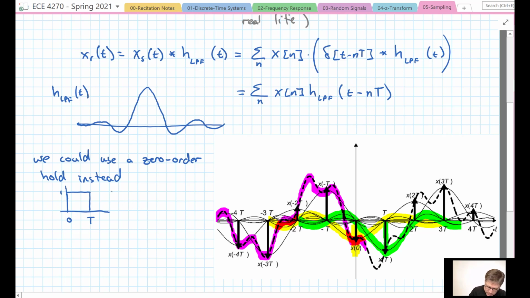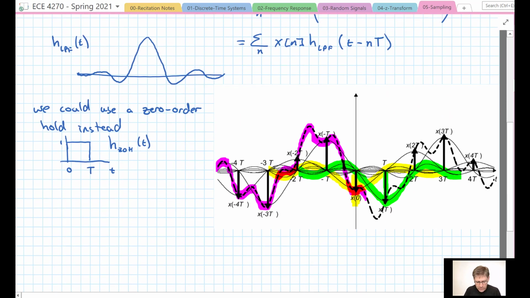And in fact, we'll distinguish it from our other H's by calling it ZOH of t, where t is on that axis. And so what does this look like? Well, when we convolve this with a string of impulses, we are going to get something that looks rather blocky. So, not the best reconstruction. This would be X reconstruction of t.